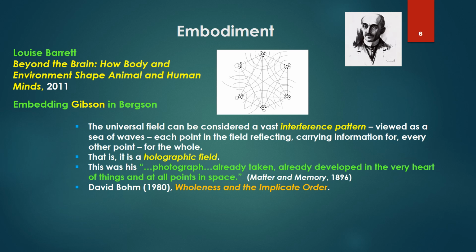And we noted that David Bohm brought this whole concept out in 1980 in his book Wholeness and the Implicate Order, where he argued explicitly from the point of view of physics that the universe is indeed a holographic field. But Bergson had already gone there in 1896, which is why no one understood him.